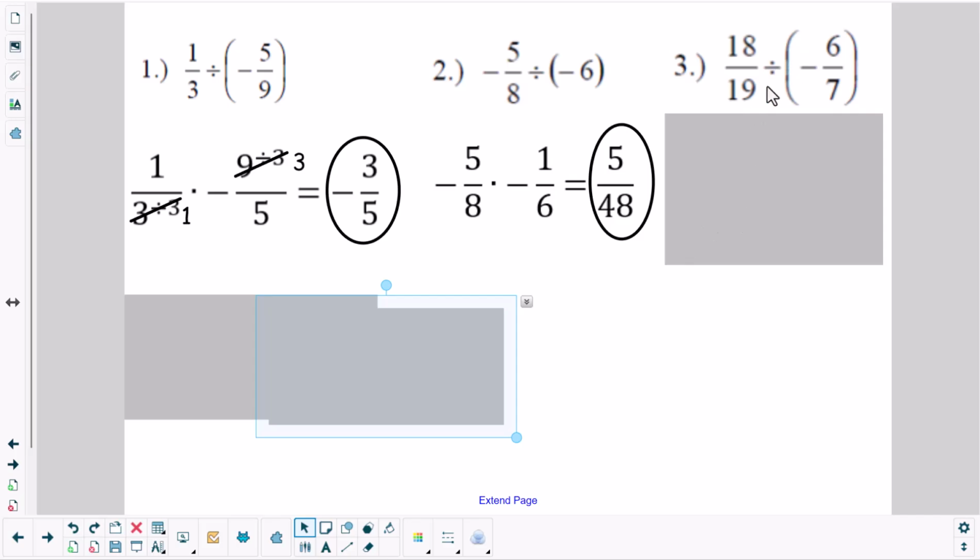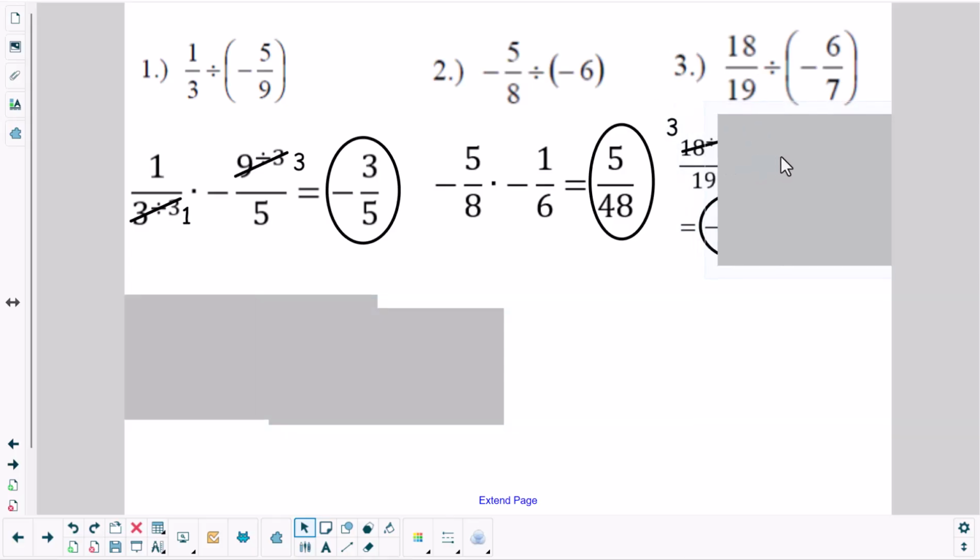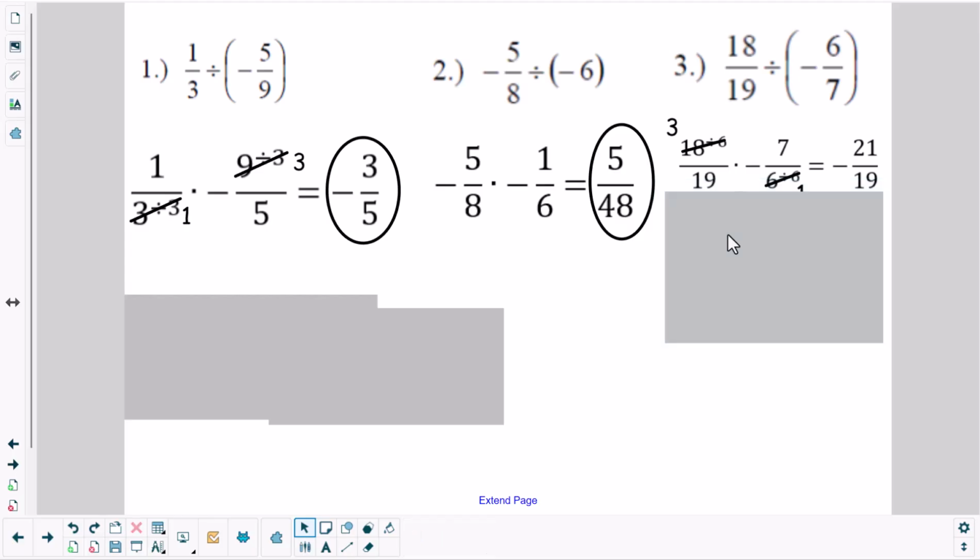Number 3, since this is a division problem, we'll do keep, change, flip. Keep 18/19, change division to multiplication, and -6/7 becomes -7/6. Now, 18 and 6 both divide by 6. 6 divided by 6 is going to leave us with 1. 18 divided by 6 is going to leave us with 3. I really recommend that you cross-reduce to make this math a whole lot easier. If you don't cross-reduce, you're going to have to do 18 times 7 and 19 times 6, and then you have to reduce it at the end, and that's a lot more difficult to do than just taking 3 times 7 to get 21 and 19 times 1 to get 19 here.